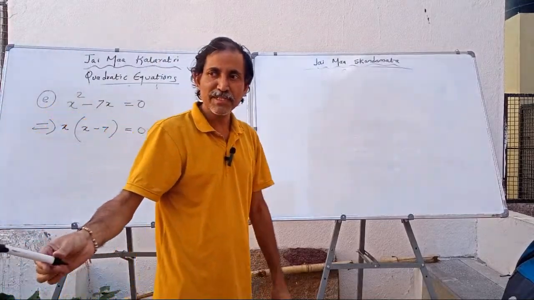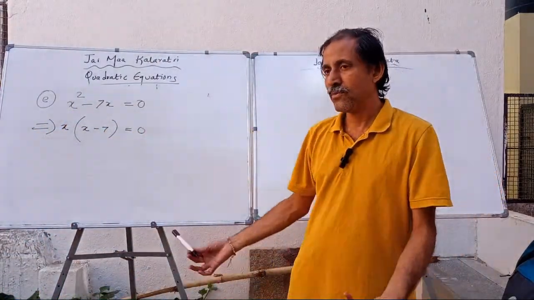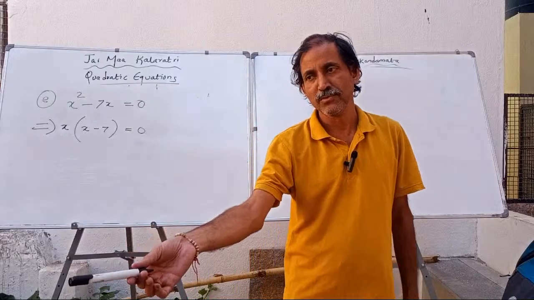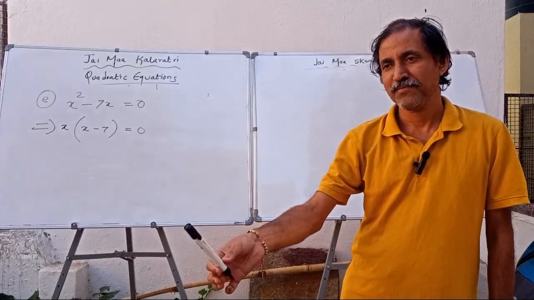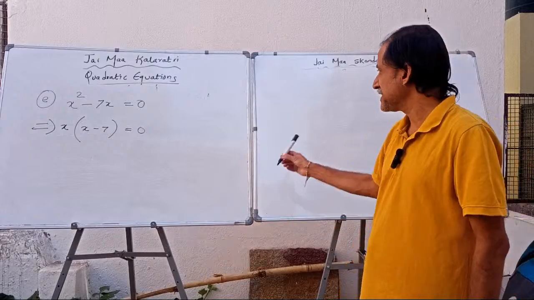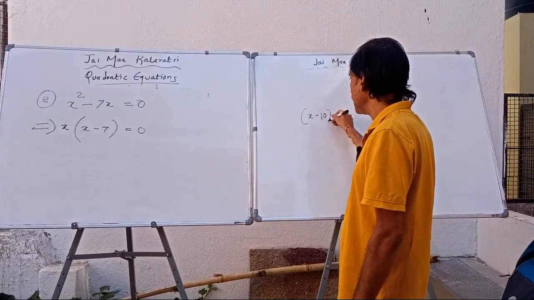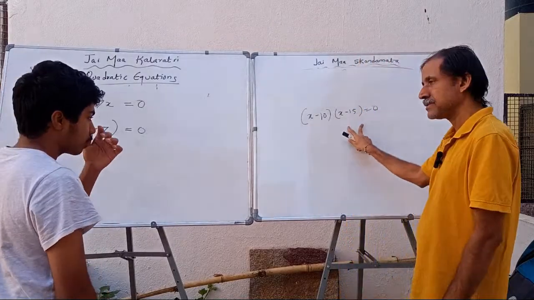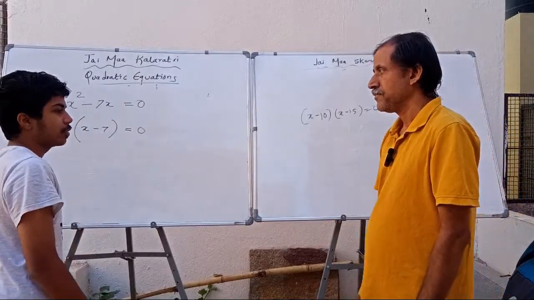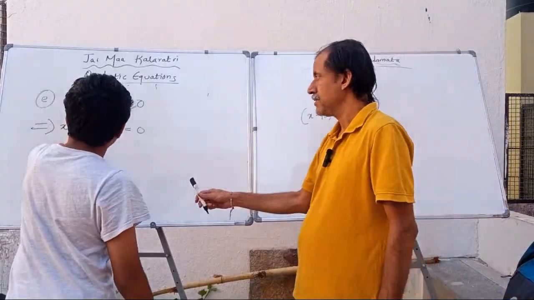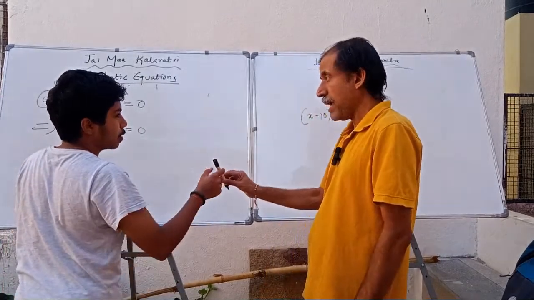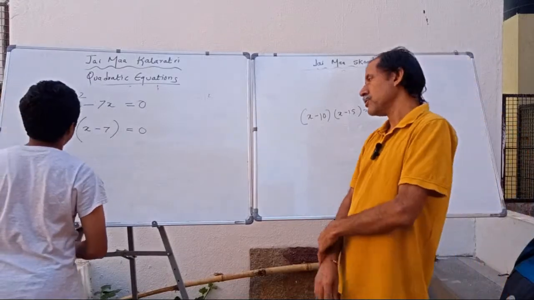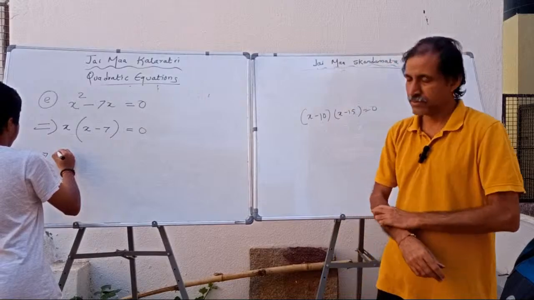Zero product rule, A into B is 0. So A has to be 0 or B has to be 0. It is of the same form, x minus 10, x minus 15 is equal to 0. So either this is 0 or this is 0. Both cannot be 0 at the same time. One of them being 0 is sufficient. Both also can be 0, but in this case, it will not work.